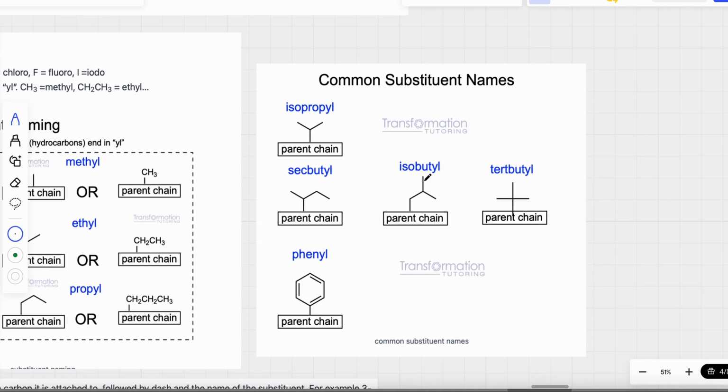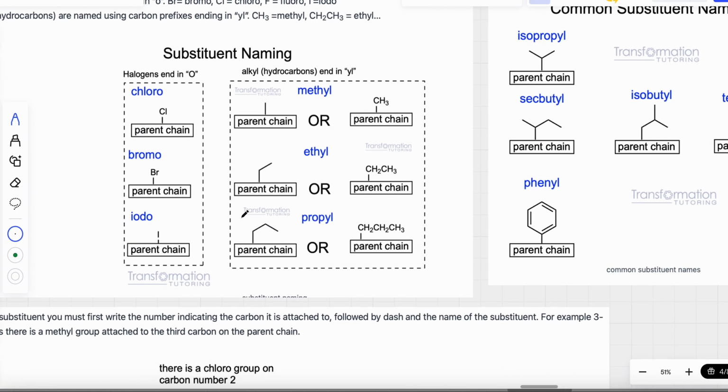You could also have more complicated substituents. This is isopropyl. It's a 3 carbon chain that's attached through the middle, through the second carbon, to the parent chain. I could also have different butyl groups. I could have sec-butyl because it's attached through the second carbon to the parent chain. Butyl means I have 4 carbons. This is isobutyl. This is tert-butyl. And I could have a benzene ring attached, which is called phenyl. You might have to memorize all of these names and the structures. I would say tert-butyl and isopropyl are the most popular ones.